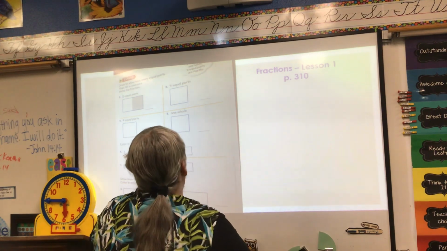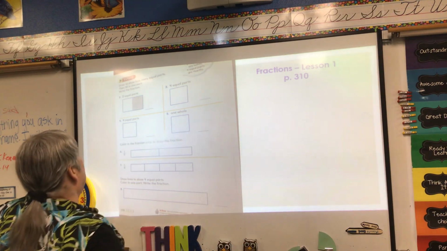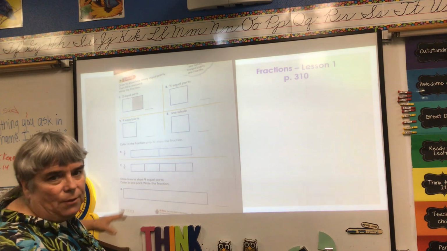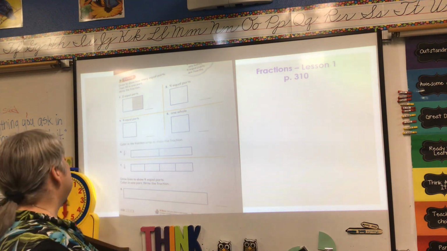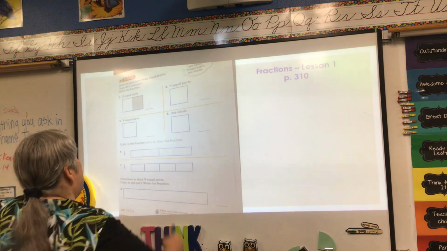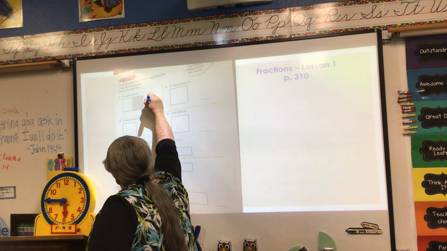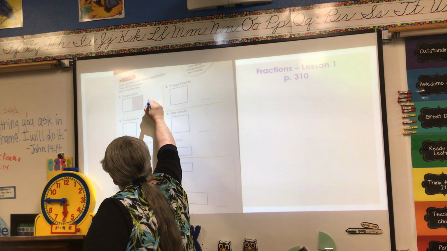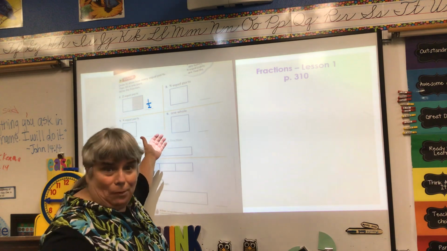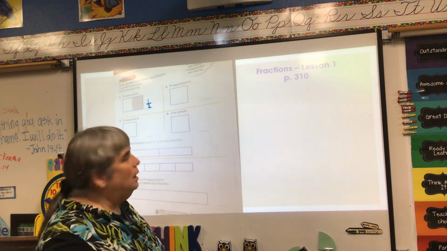Draw to show how many equal parts, then fill in one part and write the fraction. Now I really like the fact that they've done one for you. It says 2 equal parts and then they shaded half of it. And then they wrote the fraction 1 over 2, or 1/2, with the numerator being 1 and the denominator 2.